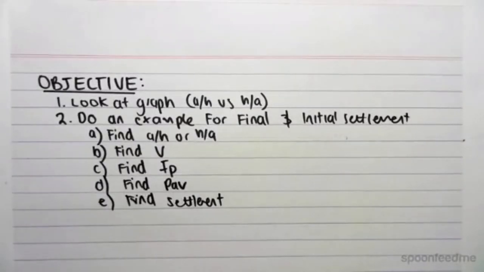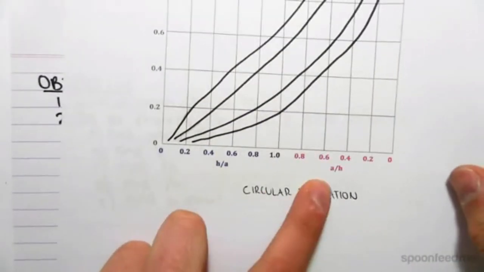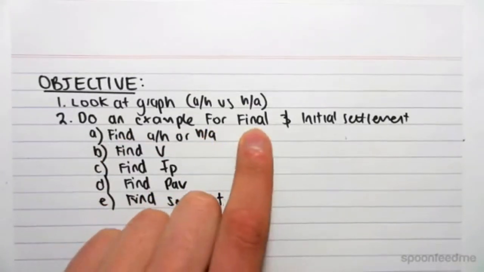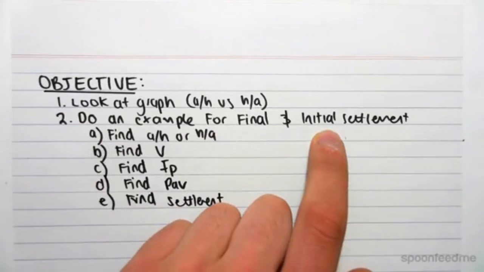Hey guys, the objective of this video is to look at the graph for the circular foundation and look at what A on H is compared to H on A, because that's on the same axis. We're going to see what that is in a second. Then we're going to do an example for final and initial settlement of a circular foundation.